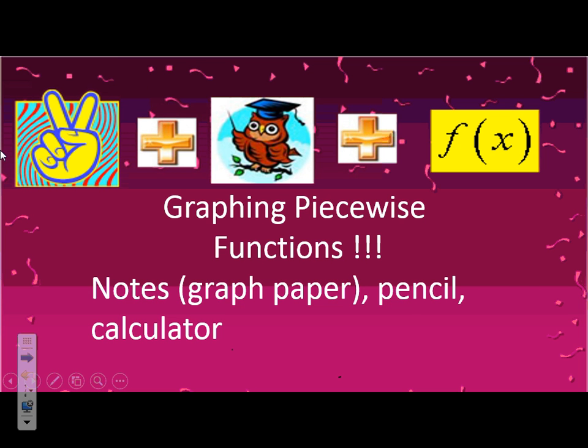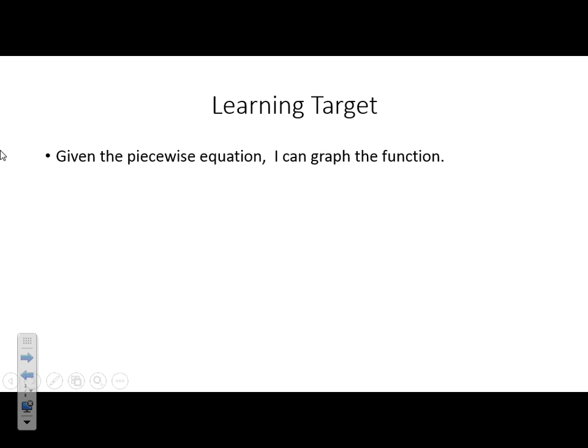Welcome, ladies and gentlemen. Today we're going to talk about graphing piecewise functions. So you're going to need your notes. We're actually going to be graphing, so you're going to need graph paper, pencil, and a calculator, please. Our learning target objective is that when we are given a piecewise equation, you are going to be able to graph those functions.